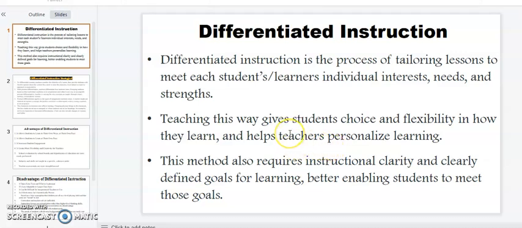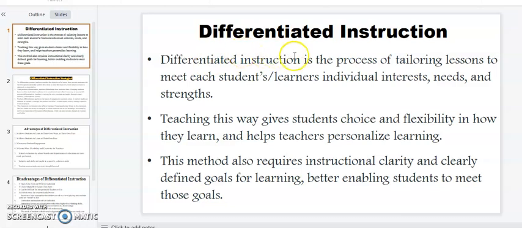In this video, I want us to look at differentiated instruction. My name is Dr. Kibet from the Center for Open Distance and E-Learning, Machakos University. First and foremost, I want us to look at the meaning of differentiated instruction.